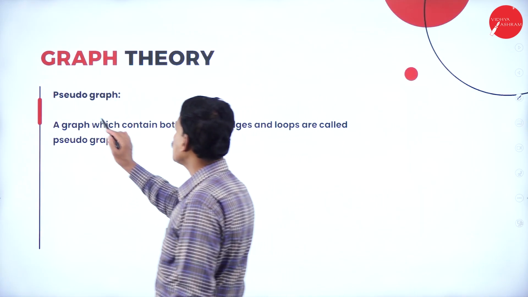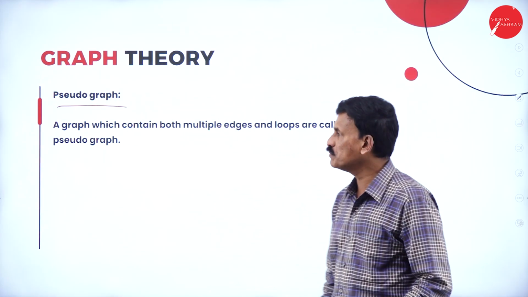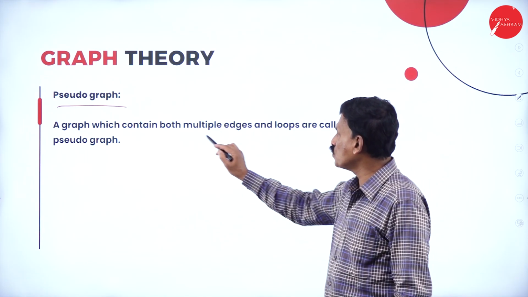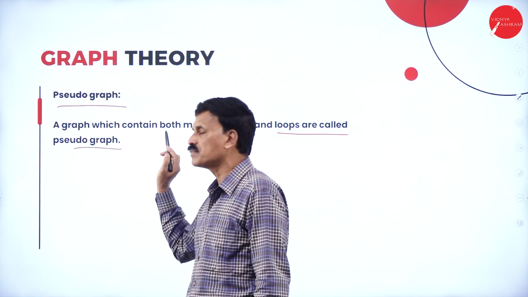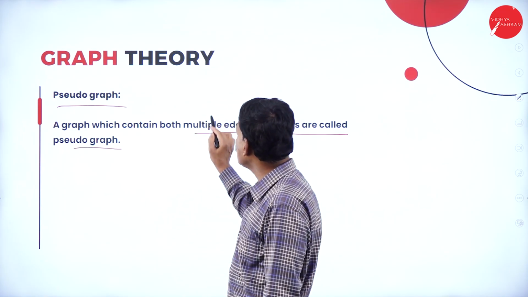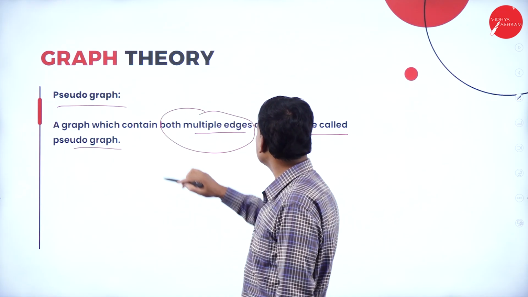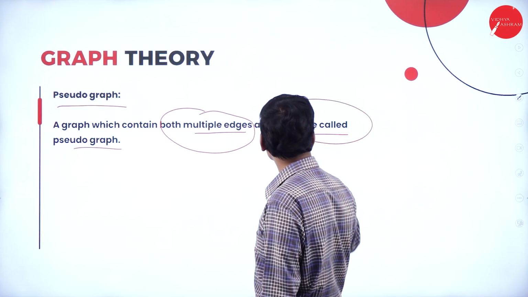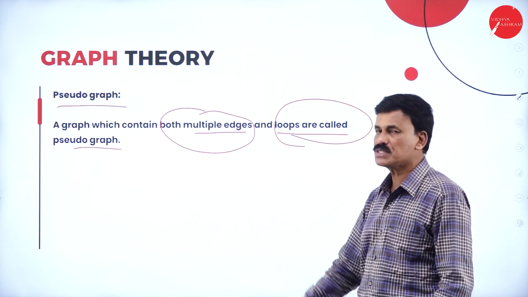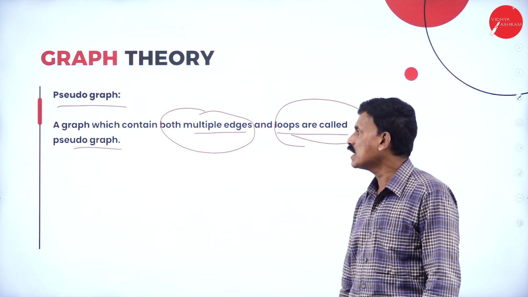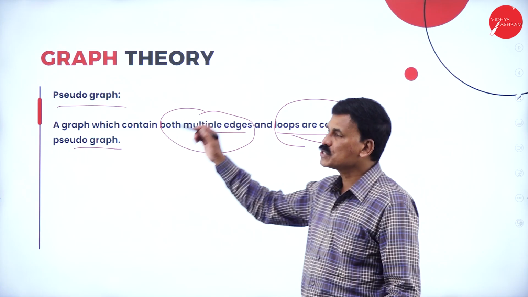Let us come to the next definition, pseudograph. Pseudograph means a graph which contains both multiple edges and loops are called as the pseudograph. So, a graph which contains both multiple edges and also loops. Multiple edges and multiple loops are called as a pseudograph.